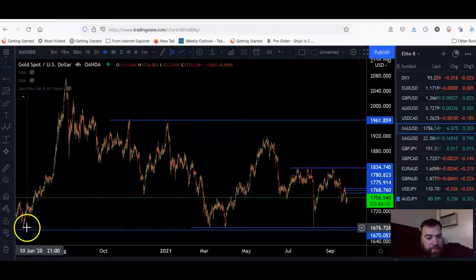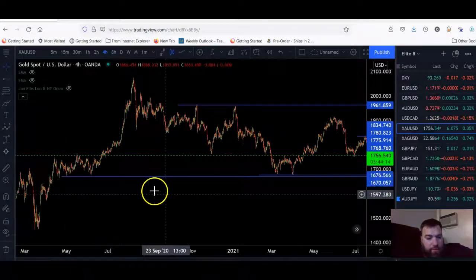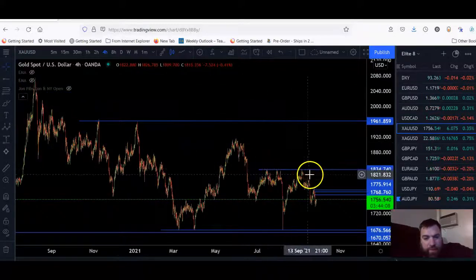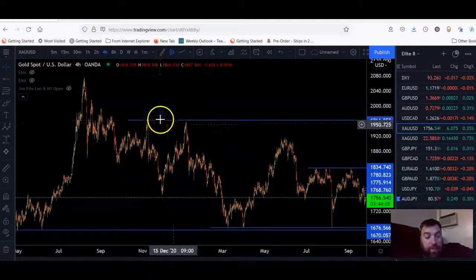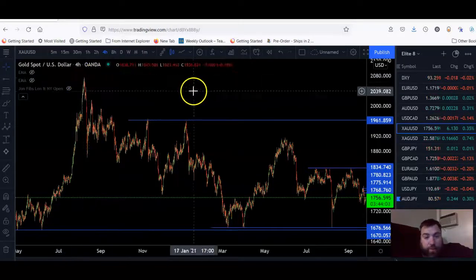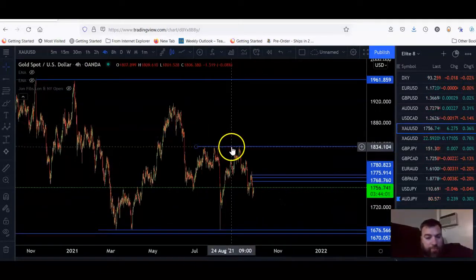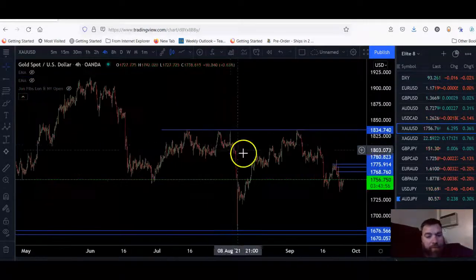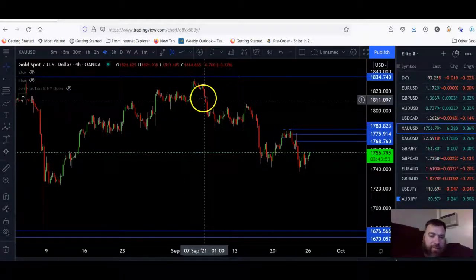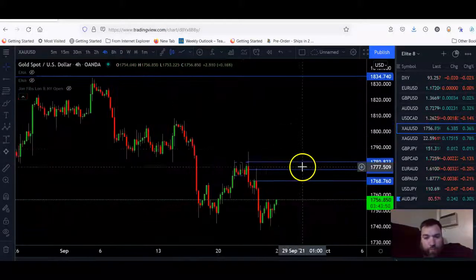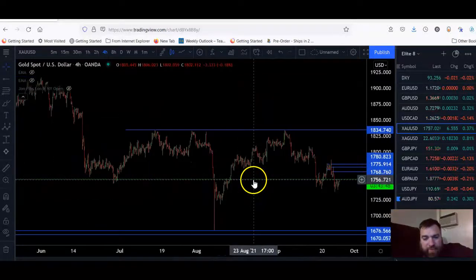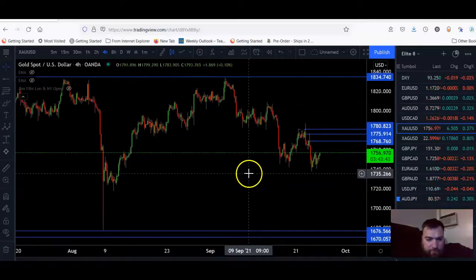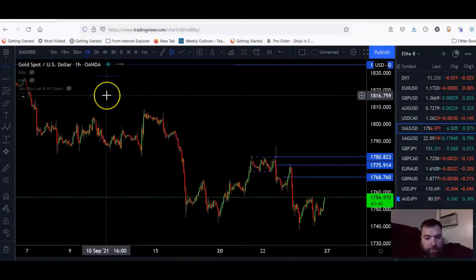I do know that the banks want to take out these lows. They want to take out these lows. They want to take out these highs and take out these highs. Possibly come back up to here or higher. So which one first? I'm not sure. But you got this downtrend right here. So we'll see what happens.